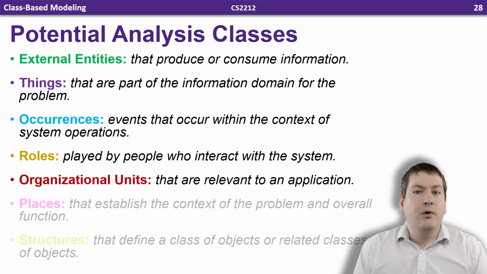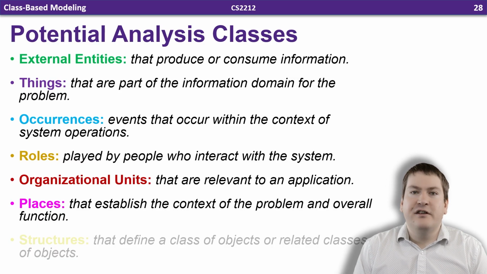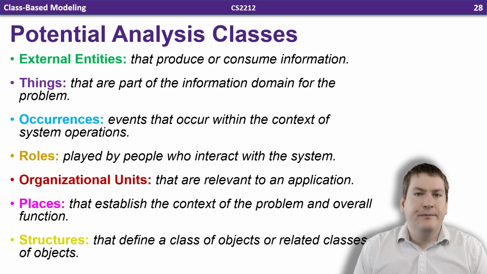Next category is organizational units, and these would be things like divisions, groups, or teams that are relevant to the application or the business. Next category is places, such as the manufacturing floor, loading dock, server room, or so on, some sort of a place that establishes context of the problem. And lastly, we have structures. These would be things like sensors, computers, or other physical objects that define a class of object or related class of objects.